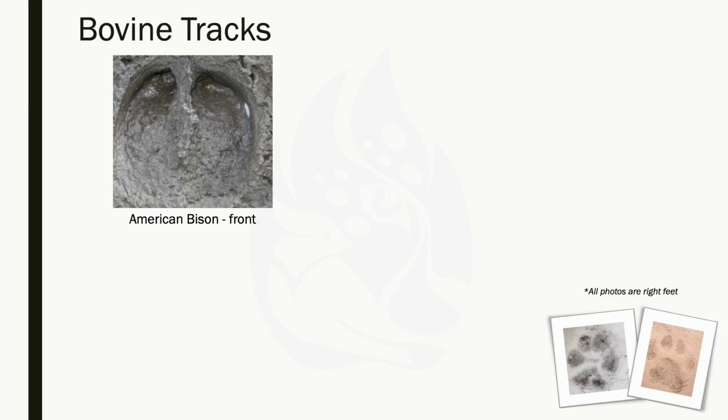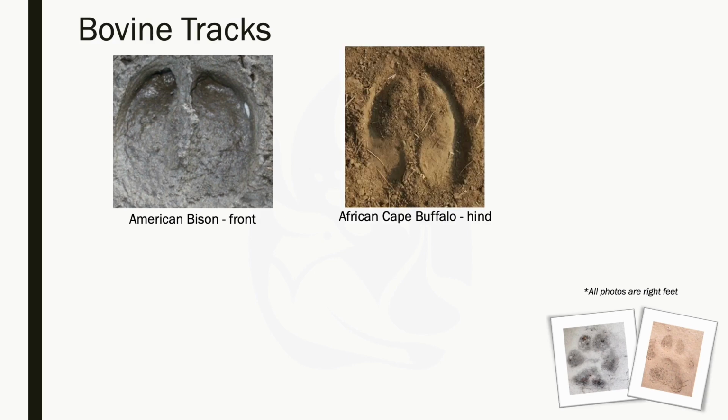Let's take a look at a few actual examples of bovine tracks. So here's an American bison. This is a front track. You can see how round it is. Again, that curvature starts way on the outside of the toe, all the way up and around to the tip of the toe and just keeps curving in. Okay, a very round track.